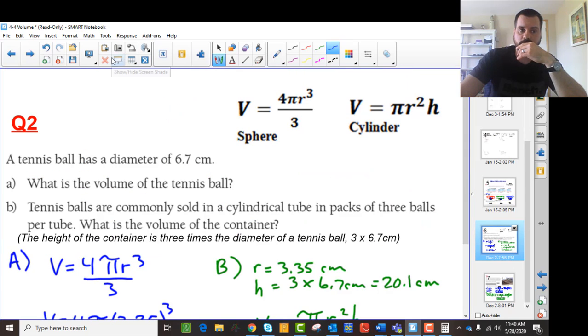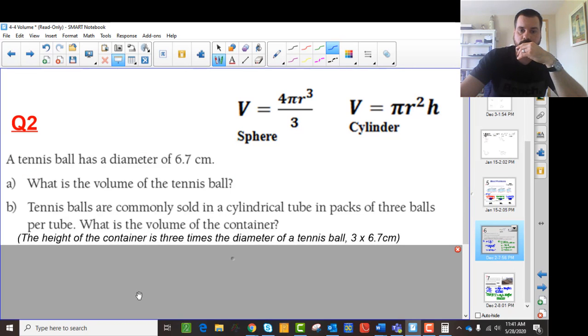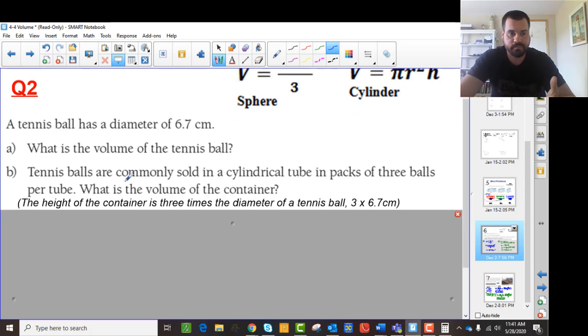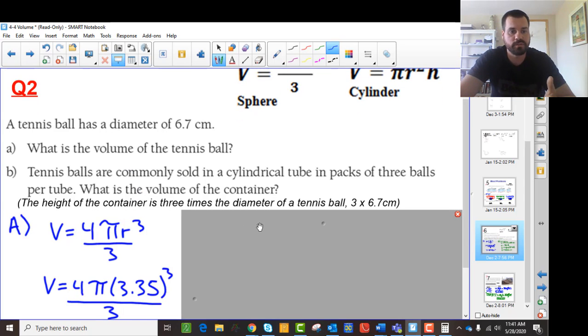Here's another example. So a tennis ball, it says, has a diameter of 6.7 meters. And I want to know what the volume of the tennis ball is. So the first thing I have to consider is, what is the shape of a tennis ball? And it's a sphere. Now, it's probably not a perfect sphere. It has those little lines in it that are grooved, and so it's not exactly a sphere, but it's close enough.